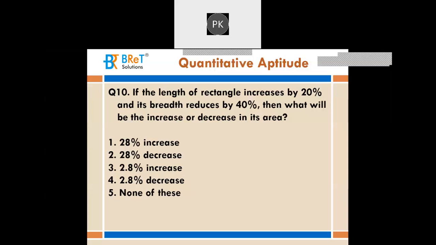If the length of a rectangle increases by 20 percentage and its breadth reduces by 40 percentage, then what will be the increase or decrease in its area? That means by what percentage its area increases or decreases. That is the meaning of it. I'll give 5 minutes of time, try to find out.